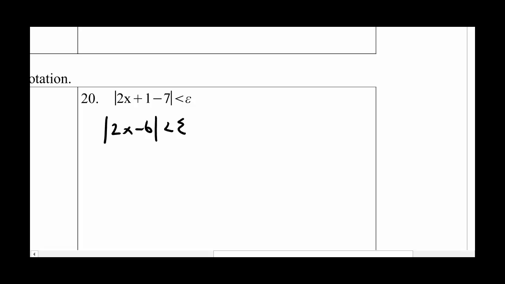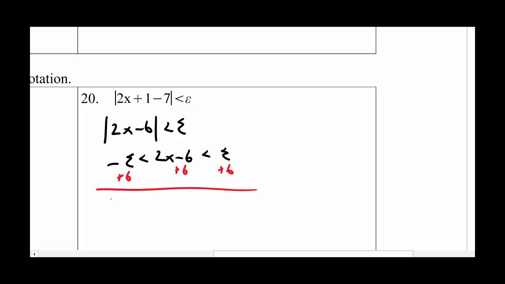It's less than epsilon. All right, it's a less than case, which means I'm going to break it up into a 3-part inequality. So a negative epsilon less than 2x minus 6 is less than a positive epsilon. And then I'm going to solve for x. So I see that I can add 6 in a 3-part inequality. I want to add 6 to everything.